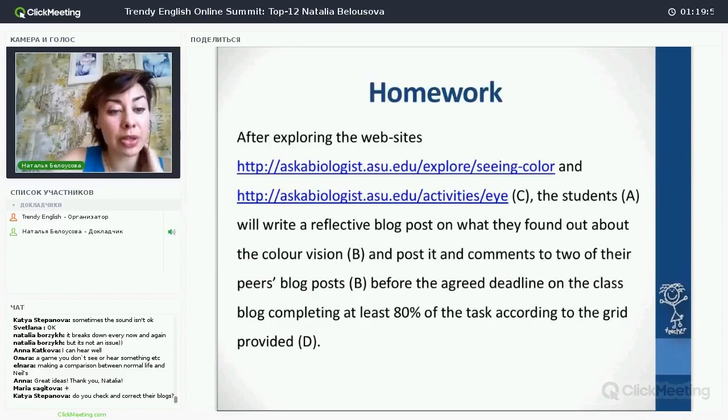There's a question here which I think is important. Do you check and correct their blogs? Yeah, I do. I've got access, but before we do any correction work on their language, there's always feedback on the content of the writing.